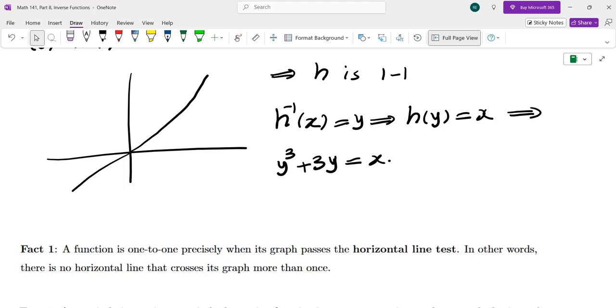But sometimes we want to know what is the rate of change of the inverse of a function without really being able to evaluate that. So how do we go about doing that?